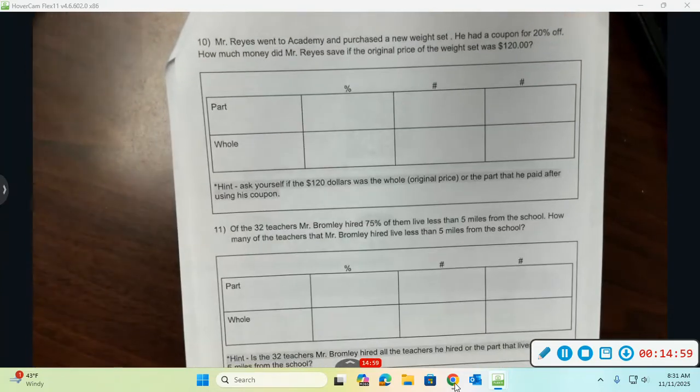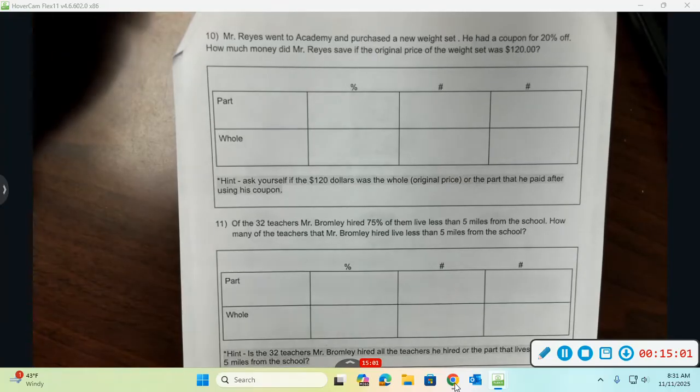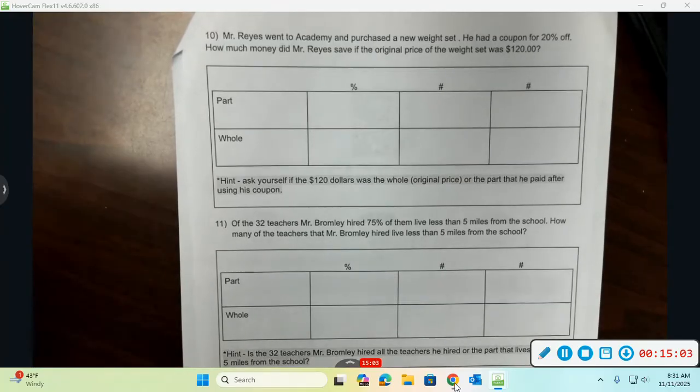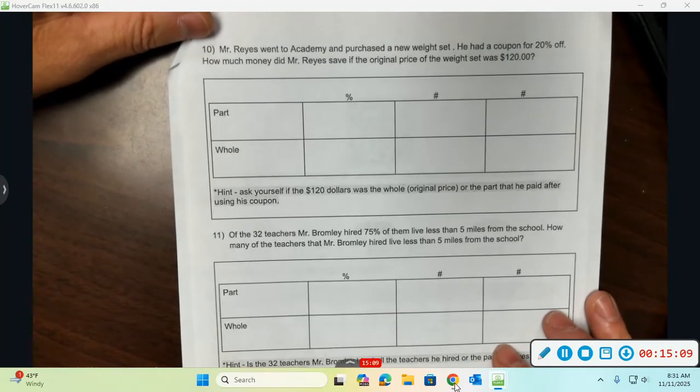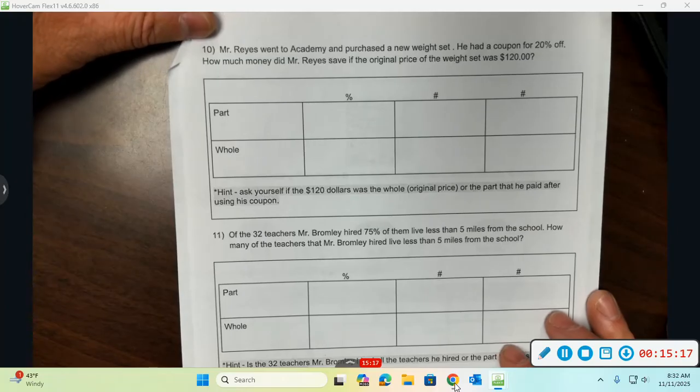Question number 10. Says, Mr. Reyes went to Academy and purchased a new weight set. He had a coupon for 20% off. How much money did Mr. Reyes save if the original price was set at $120?